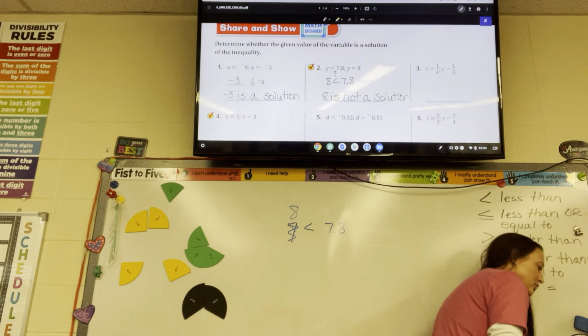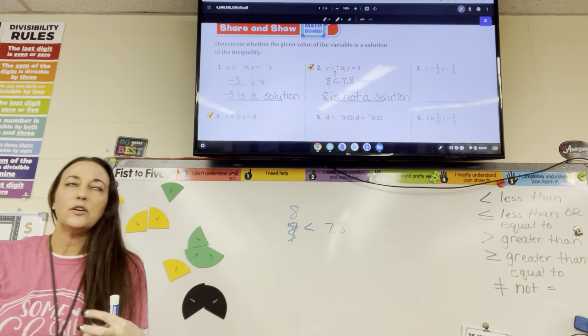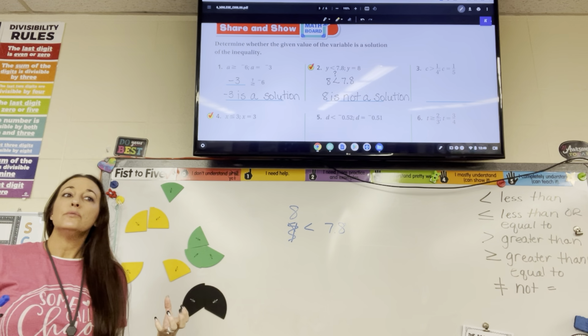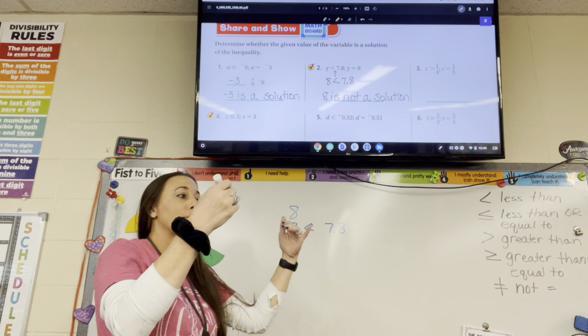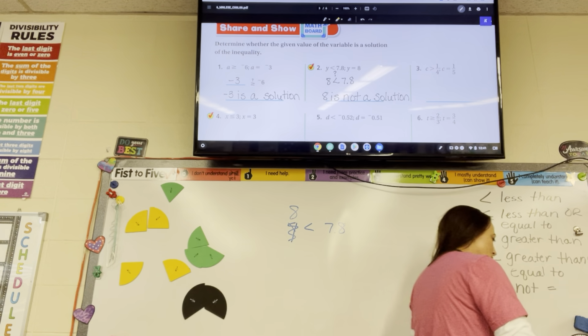Okay, so you're just going to plug in the number for the variable, the value they're giving you, and then write a question mark above the symbol so you can say, I'm looking at it, I'm thinking it through, and then put whether it is or is not a solution.